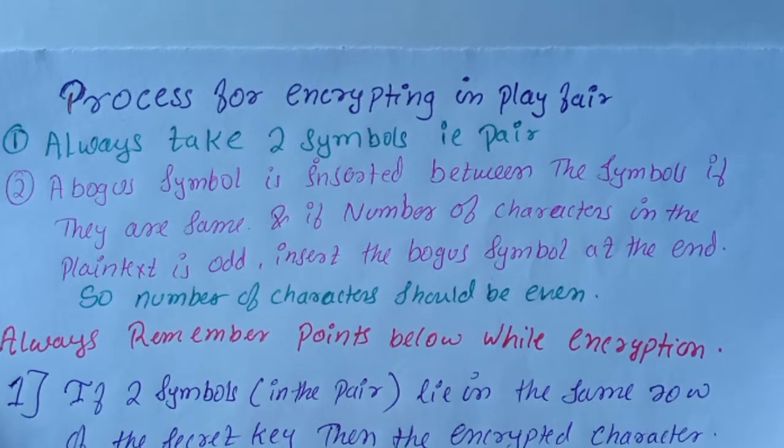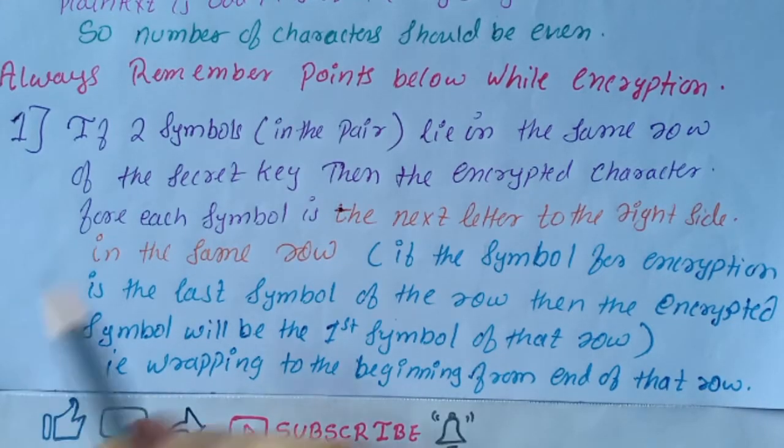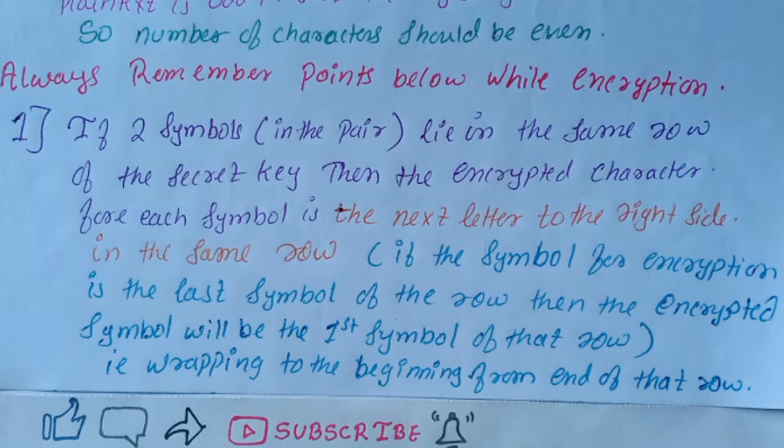Now we will start encryption, and for encryption we require to understand these points. First, if two symbols taken from the plain text lie in the same row of the secret key, then the encrypted character for each symbol is the next letter to the right side in the same row. Also, we have to consider the wrapping to the beginning from the end of that row. That is, if the symbol for encryption is the last symbol of the row in the secret key matrix, then the encrypted symbol will be the first symbol of that same row.